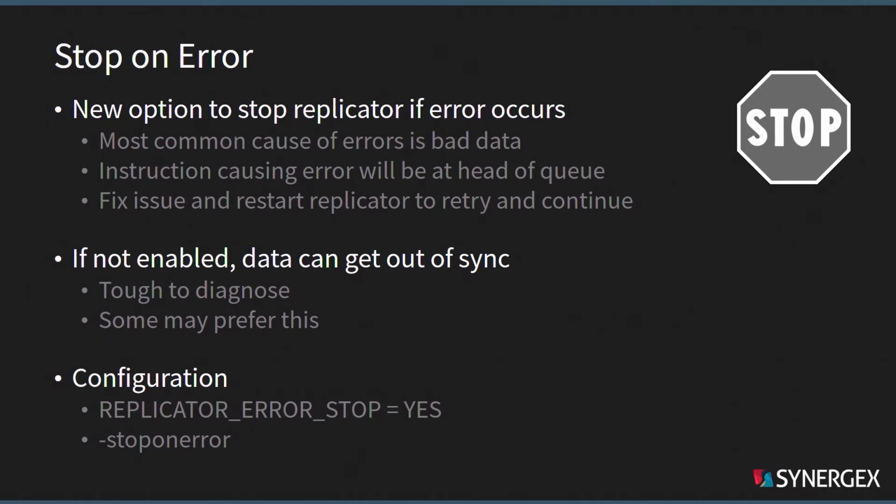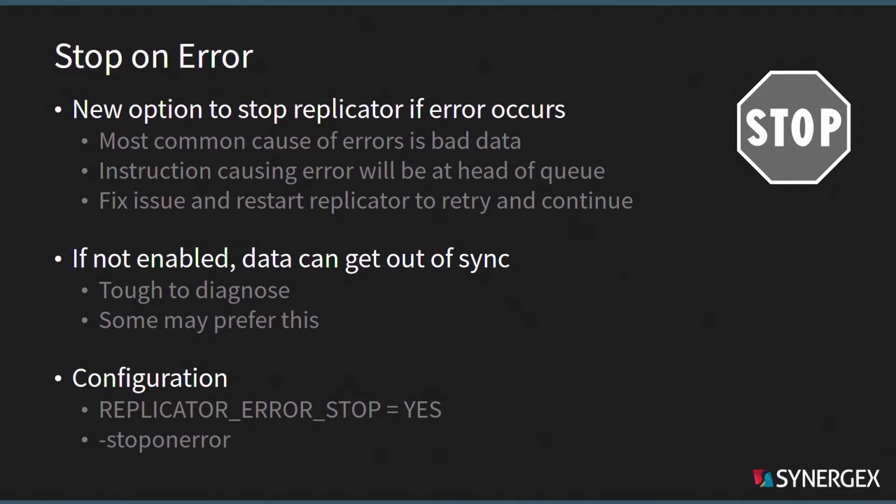And the nice thing about that is that you can look at the first item in the queue, which will be the thing that caused the problem, and you can figure out what the problem was. The queue is still backing up and building up, so you're not losing any data. You're just losing the synchronization for that point in time.